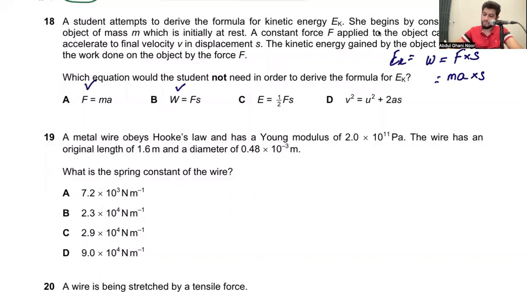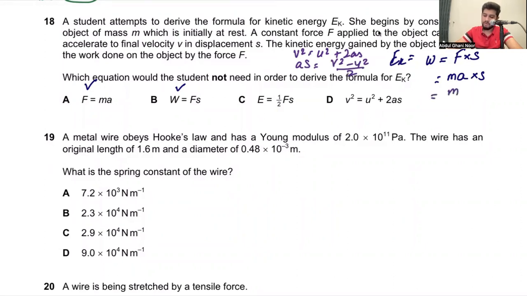Then to replace acceleration, I need to get rid of acceleration. So I know v squared is equal to u squared plus 2as. So I can say as is equal to (v squared minus u squared) upon 2.